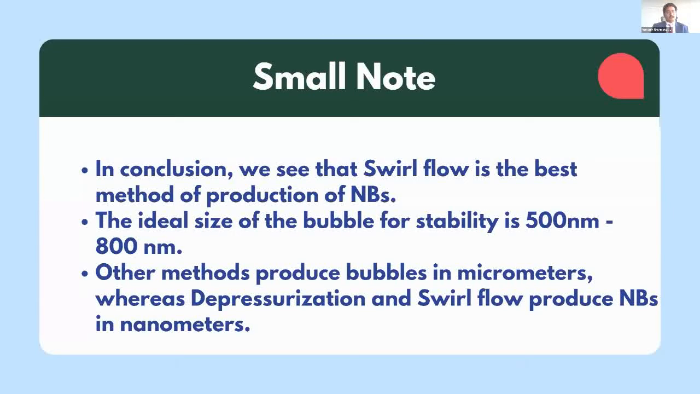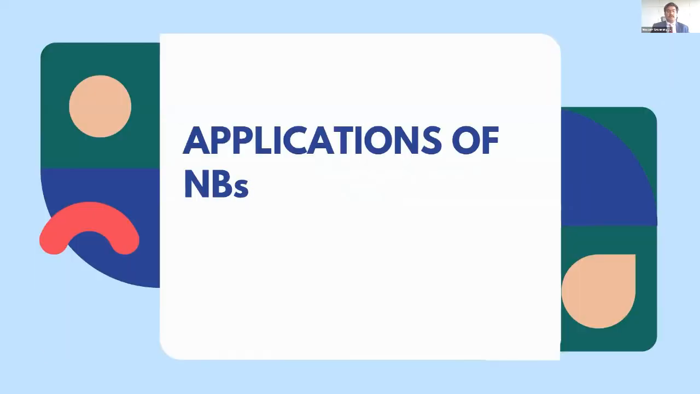A small note in conclusion, we see that the swirl flow is the best method of producing the NBs. The ideal size of the bubble stability is 500 nanometers to 800 nanometers. Other methods produce bubbles in micrometers, whereas depressurization and swirl flow produce NBs in nanometers. And for the applications of NBs, I'd like to call upon my teammate.